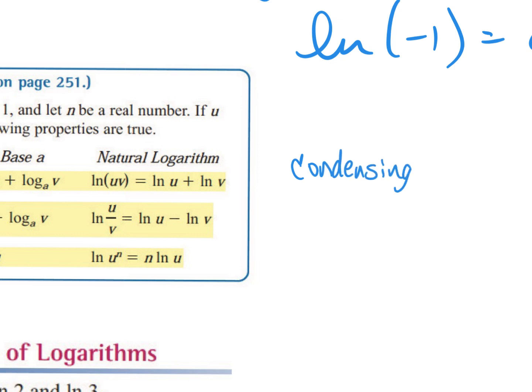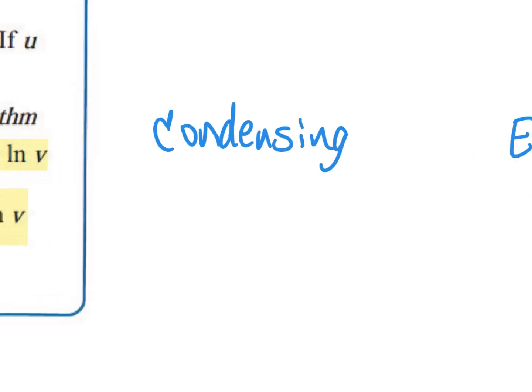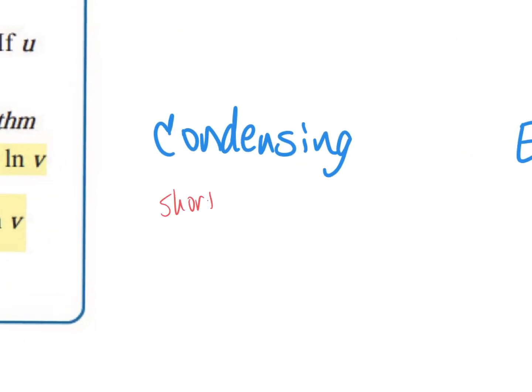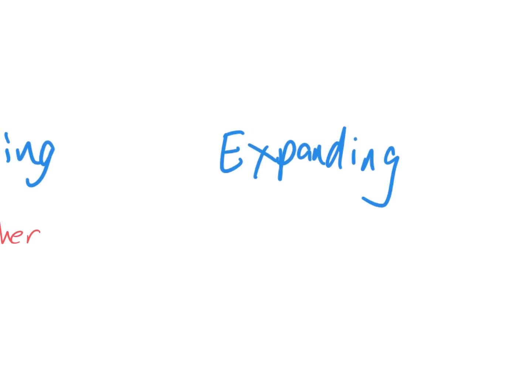So we're going to talk about condensing and expanding. Let's go back to a third grade definition. What does it mean to condense? Shorten, put together. I'm going to say smush. We're going to smush them together. If I say expand, what does it mean to expand something? Spread out. Pull apart. I like that.